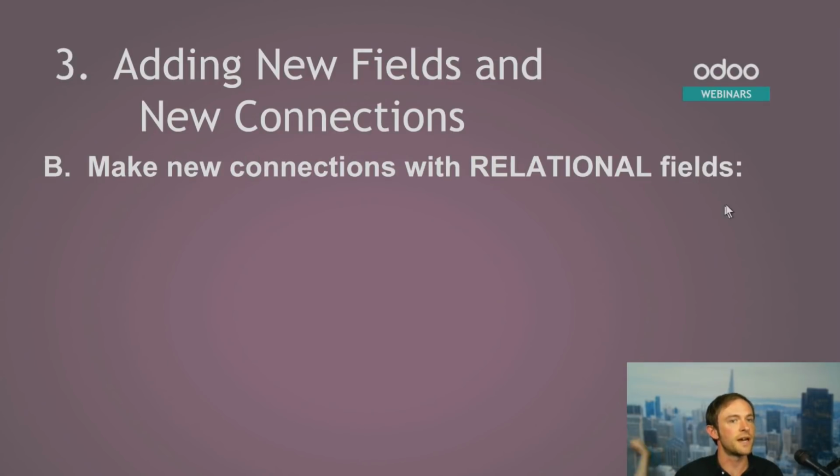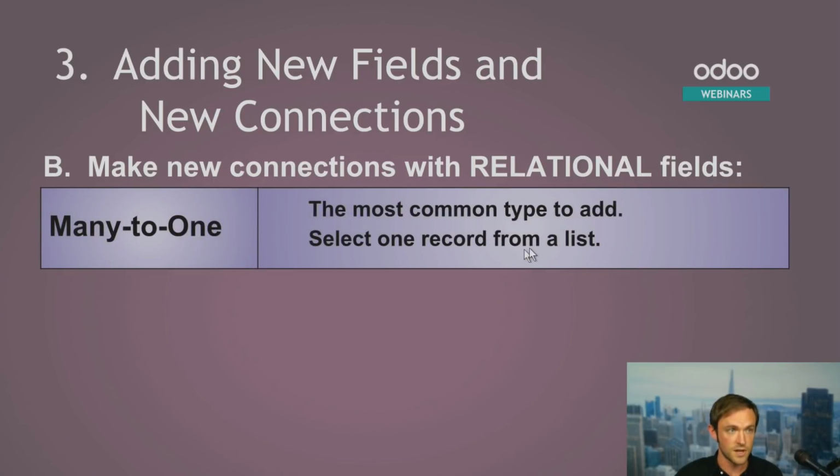In addition to that, and it's a little bit more elaborate, you can make new connections with relational fields. And relational fields, I should explain those types. There's many-to-one fields, and that's the most common one that you would choose. It's kind of like a drop-down selection field, except you're not selecting from new options that you've just created. You're selecting from some list of data that's already in Odoo. So you're selecting one record from a list of many different options. That's what many-to-one means.